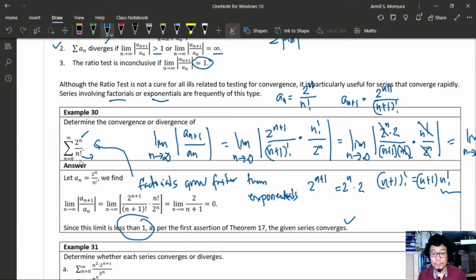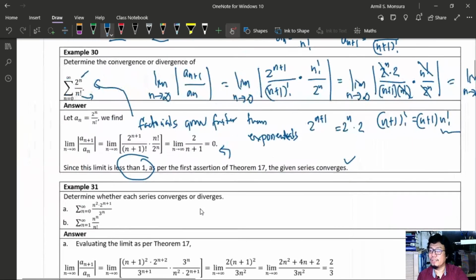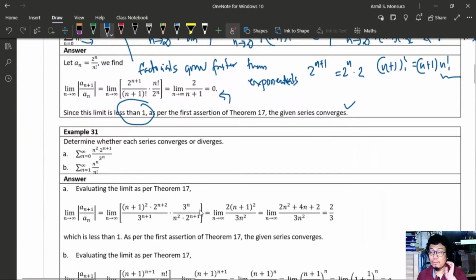And since the denominator grows faster than the numerator, evaluating the limit of this would lead you to have this approach 0. So that's how we compute the limit of this, and that's how we were able to assert that this is a convergent series. So that's how we did it earlier. So, proceeding now with example 31.